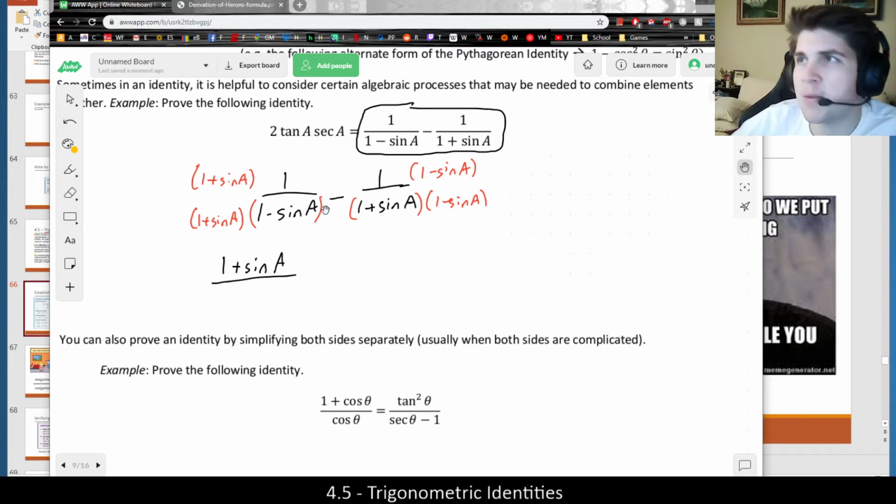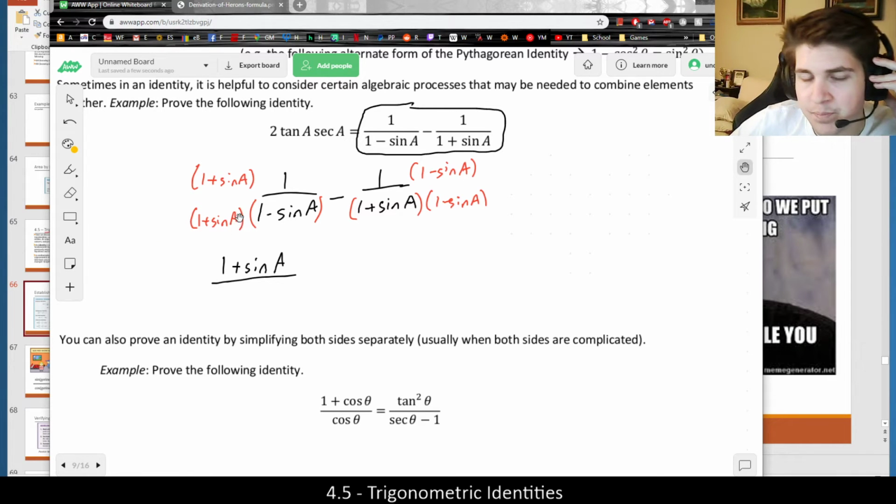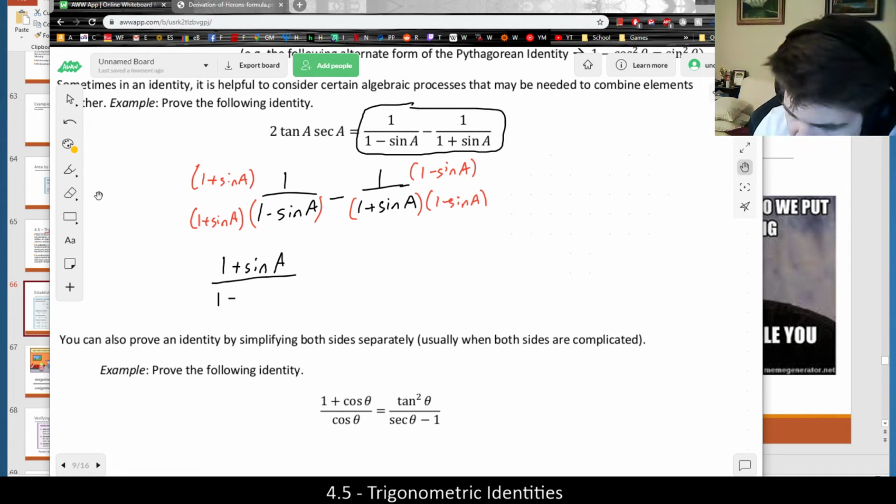And what you might notice is that, not so coincidentally, these actually form a difference, because I have 1 plus something and 1 minus the same thing. And if I FOIL that out, that's going to give me 1 minus sine A plus sine A. So the minus sine A will cancel with the plus sine A, and then minus sine squared. So really I'm left with 1 minus sine squared, a difference of squares.